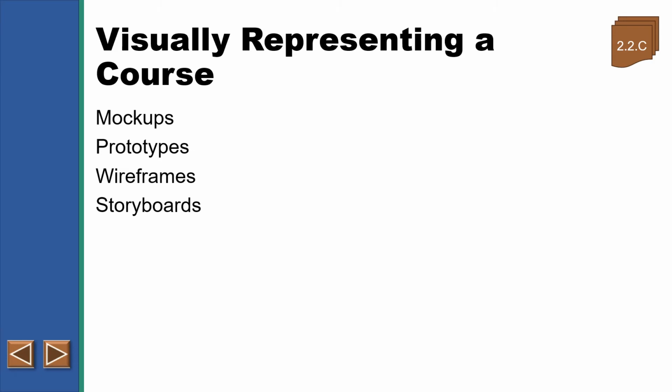Wireframes are black and white, and they focus on the structure. So for example, the outline of a website design. And then lastly, the storyboard, which is a graphic organizer coming from movie scripts. And in this one, the graphics can be moved around, the story pieces can be moved around.